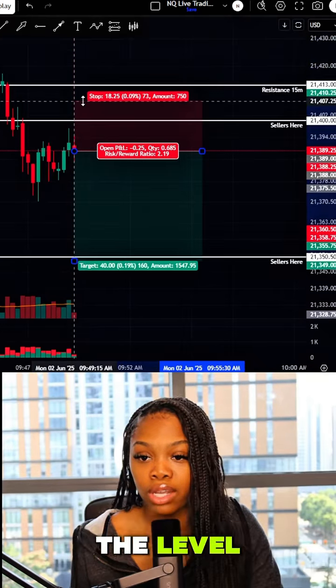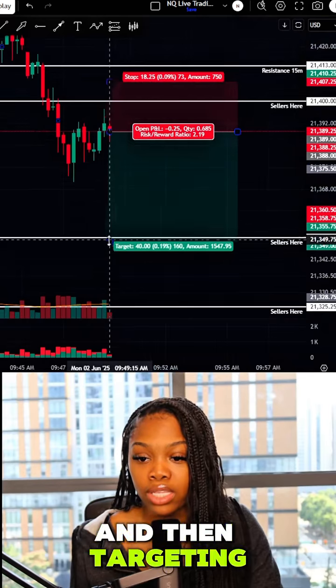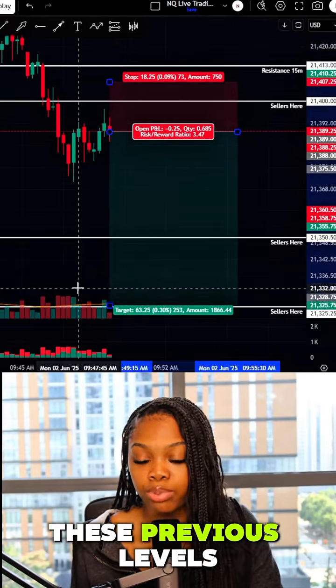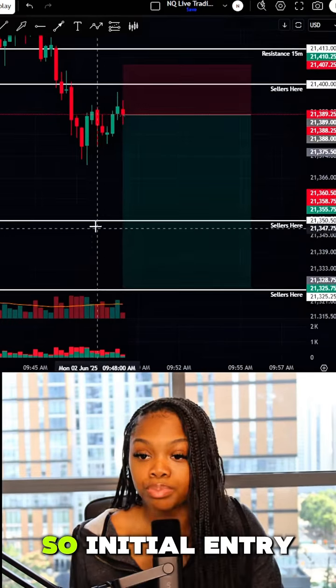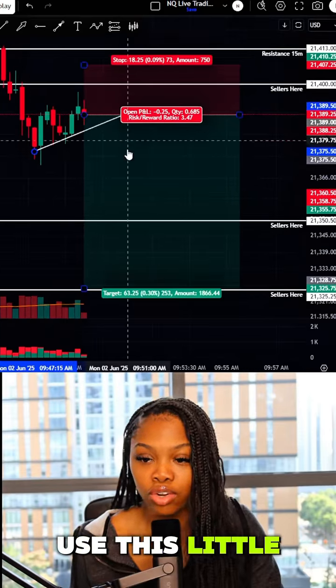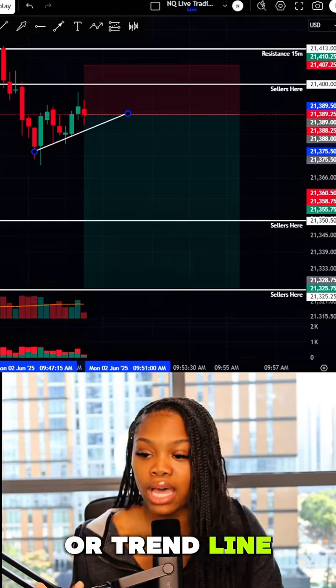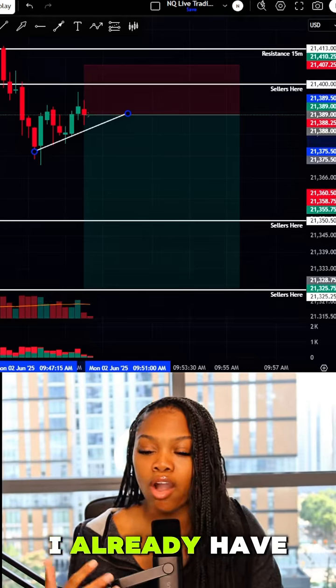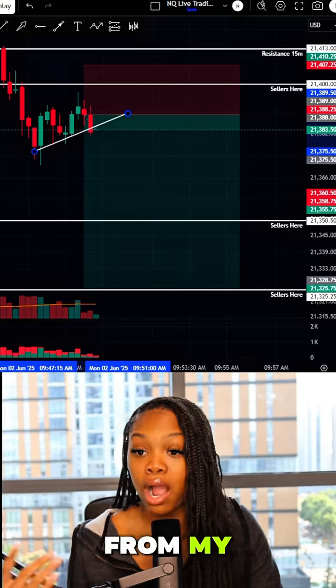Stop right above the level, giving it a little bit of room, and then targeting down to where we had these previous levels. So the initial entry was here. For those that want to know where I added, I just used this little 15-second level or trend line as an add. But again, I already have my overall bias from my higher time frame levels.